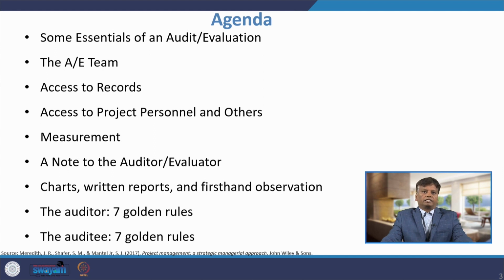So, the agenda for this lecture is some essentials of an audit or evaluation, then what should be the components of the audit or evaluation team, then the importance of access to records for auditors, then access to project personnel and others, then measurement. Then we will study some notes on the auditor or evaluator, then we will discuss charts, written reports and first-hand observations, how these will be useful for auditing and what the advantages and disadvantages are. Then we will discuss 7 golden rules for auditors. In the same way, we will study 7 golden rules for the auditee.